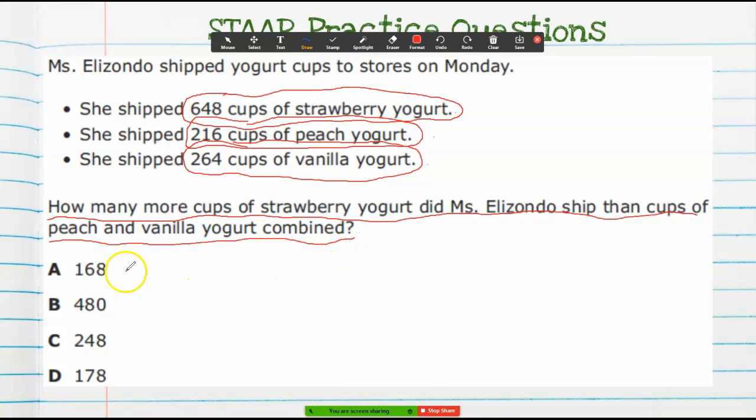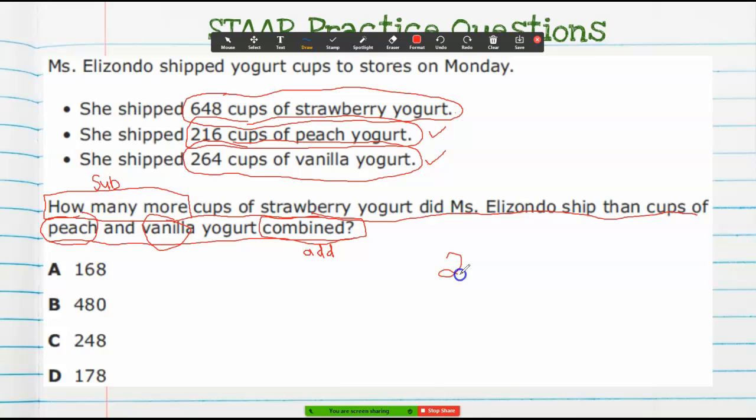So again, I have 2 keywords here. I have how many more, which means subtraction. And I have combined, which means add. Now, we always add first. Okay? So what am I combining? Miss Elizondo shipped then cups of peach and vanilla combined. So it tells us peach and vanilla combined.